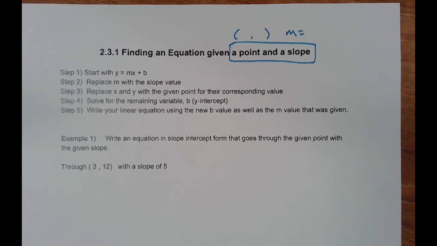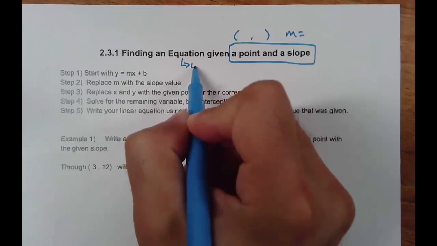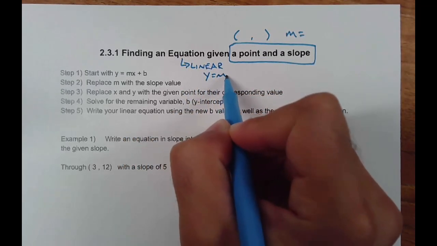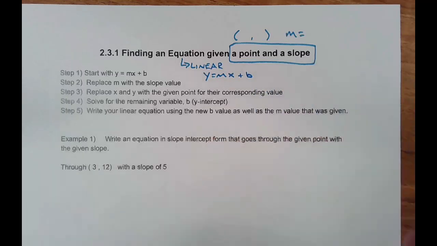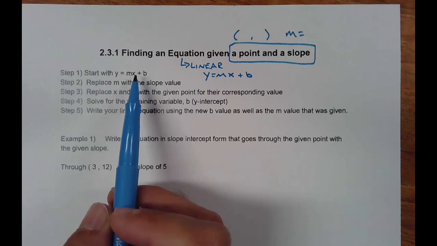In this video, we're going to look at finding an equation given a point and slope. So we're focusing on linear equations. Because it's linear, we're starting with y equals mx plus b, the general form. Our steps to do so: we're going to start with y equals mx plus b.